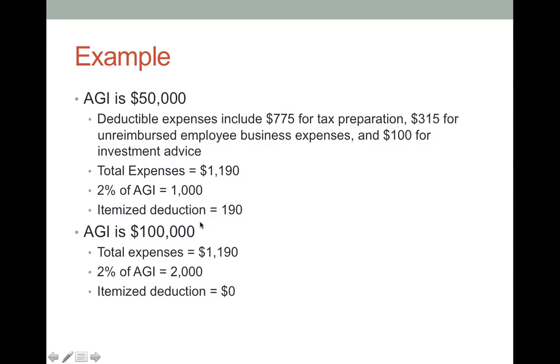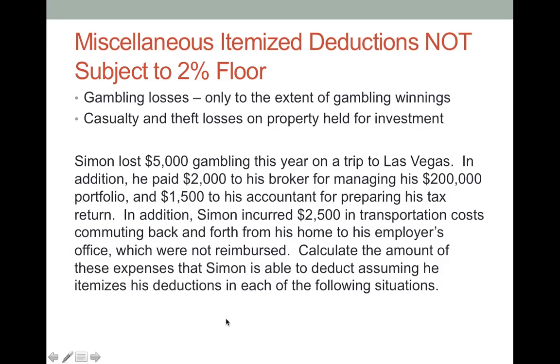deduction. If Baker's AGI was $100,000 instead of $50,000, then he would get no deduction. Okay, his total expenses would be the same, but now 2% of his AGI would be $2,000, leaving him with no deduction.